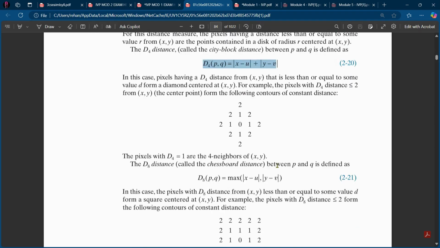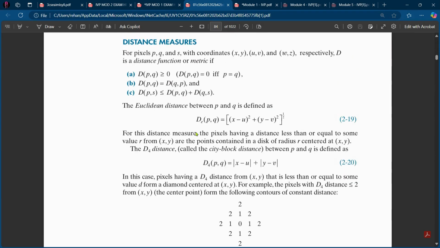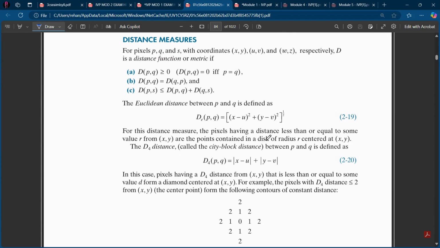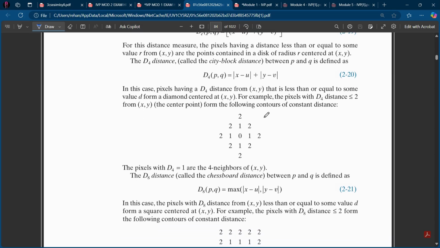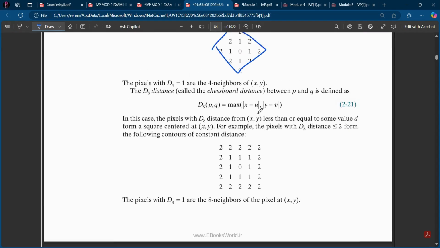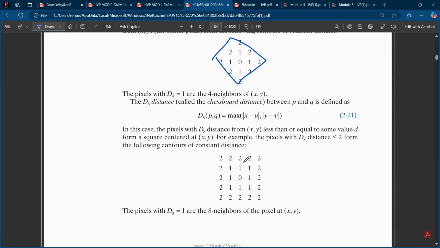So four are there. D_E of p, q is nothing but (x minus u) squared plus (y minus v) squared, whole to the power 1 by 2, that is, a square root. D4 of p, q is nothing but mod of x minus u plus mod of y minus v. Same way D8 is nothing but the max of the same terms. You just have to write all this: all 0, all 1, then all 2, like that. That's it. This completes this whole module.